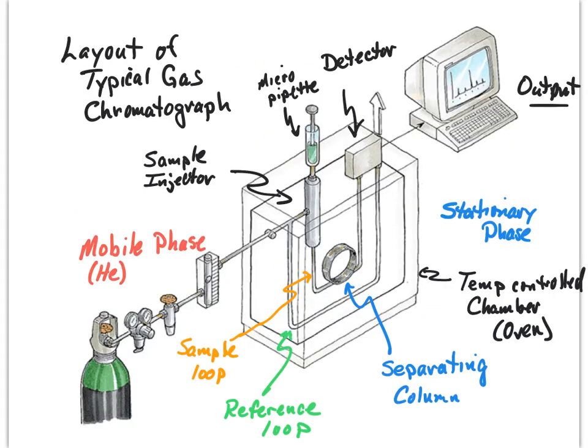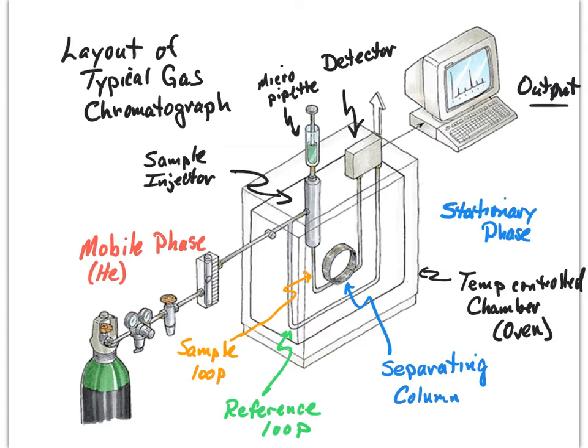So this is a layout of a typical gas chromatograph, right? So it's chromatography. So we're using differential mobility of the substance in a medium. And we need a mobile phase, which in gas chromatography is a gas like helium. And we need a stationary phase, which is a non-polar coating on this thin glass tube.